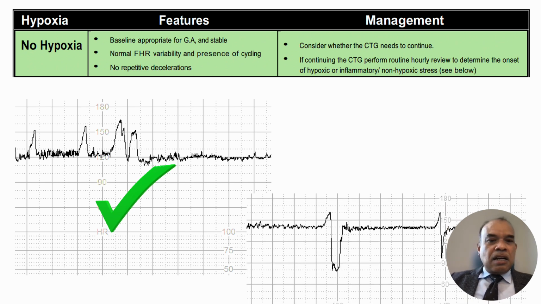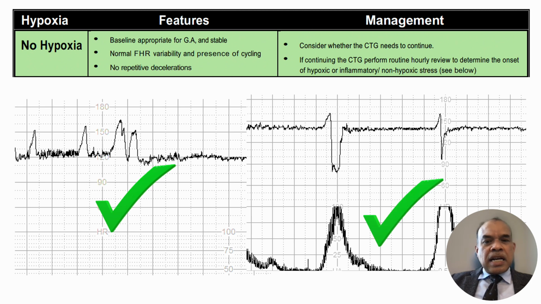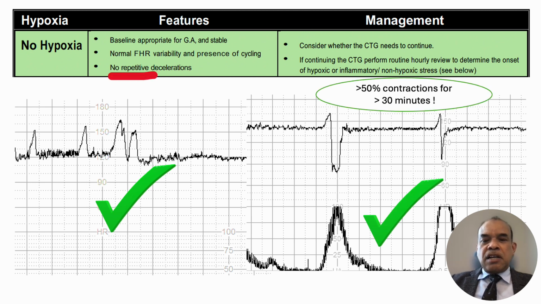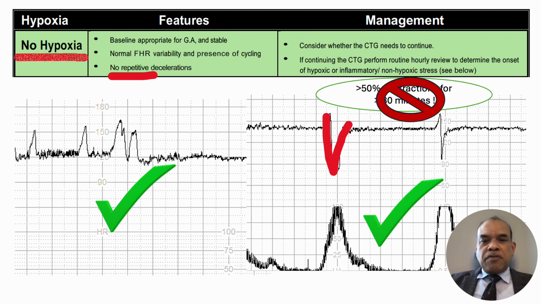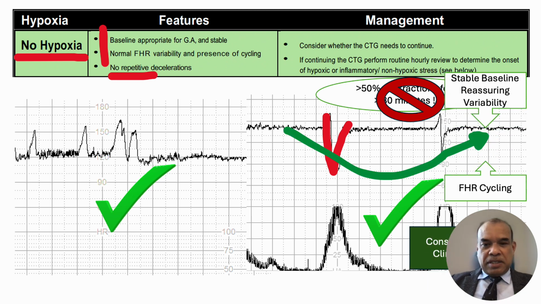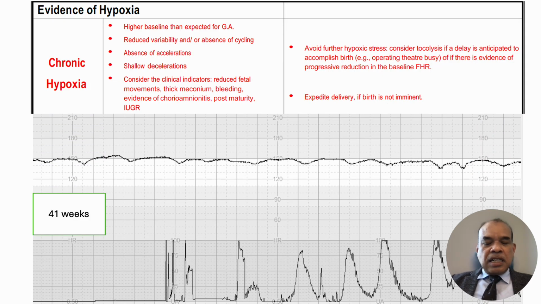So this is no hypoxia. You can have occasional decelerations as long as they are not repetitive. We always look at the stable baseline and reassuring variability, and we classify those babies who are showing us a stable baseline, reassuring variability, and cycling without repetitive decels as no hypoxic stress. So they are not exposed to any tissue hypoxia. They may be exposed to hypoxic stress, but not tissue hypoxia. Then we have the second group.